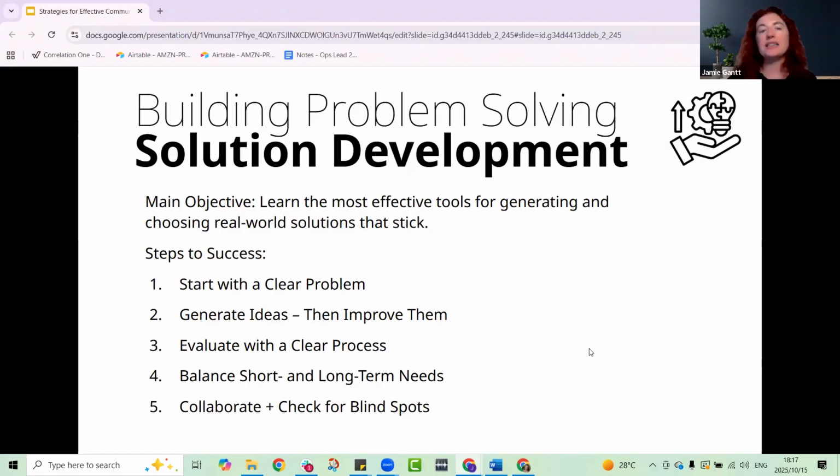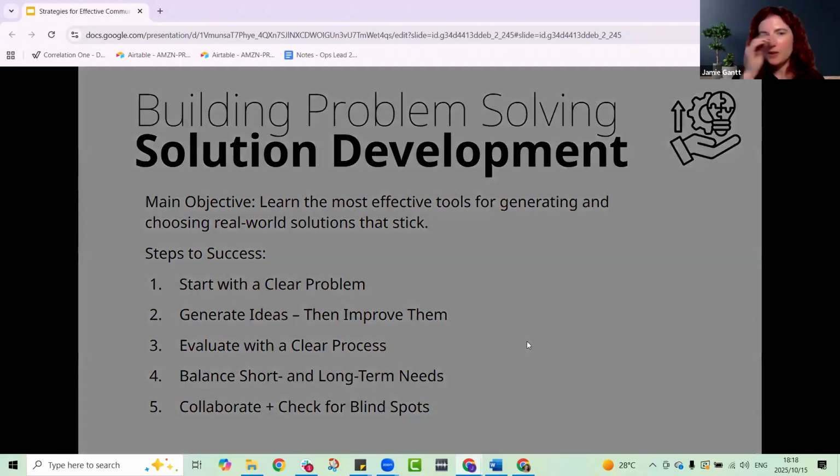Then once you have your ideas, get a clear process in place. You want to take that step back, look at the big picture. What's the short term? What's the long term impact? And then you want to check for blind spots. I cannot stress enough the value and importance of getting outside perspectives and getting other opinions and really asking, okay, what am I not seeing? You can even pop a proposed solution into ChatGPT and then ask ChatGPT, what am I not seeing? And it will tell you. AI is great for that.